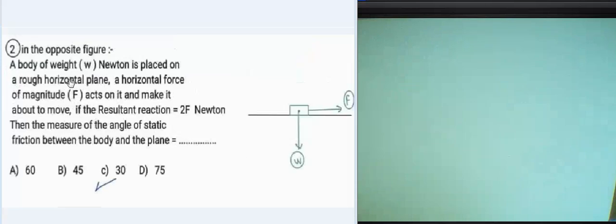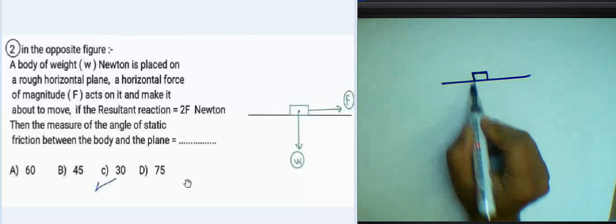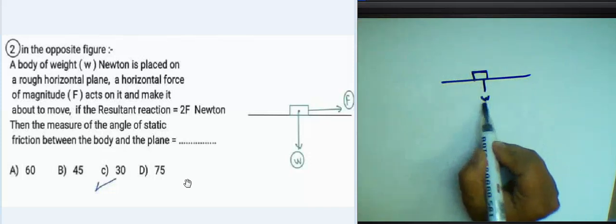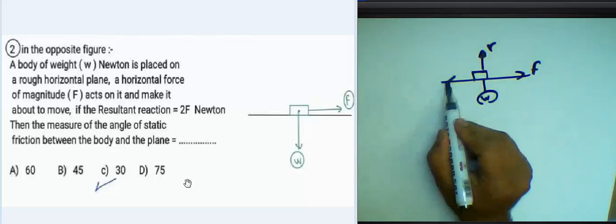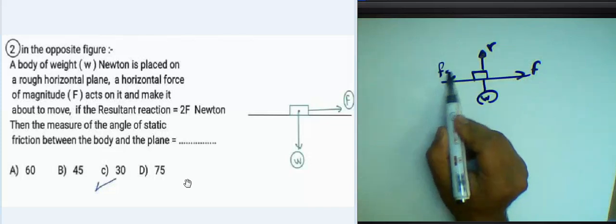Question number 2. In the opposite figure, a body of weight W newton is placed on a rough horizontal plane. A horizontal force of magnitude F acts on it and makes it about to move. If the resultant reaction equals F newton, then the measure of the angle of static friction between the body and the plane equals blank. Look here. We have here the body and the weight down and up reaction R. And here force F, and on the left-hand side F of S.